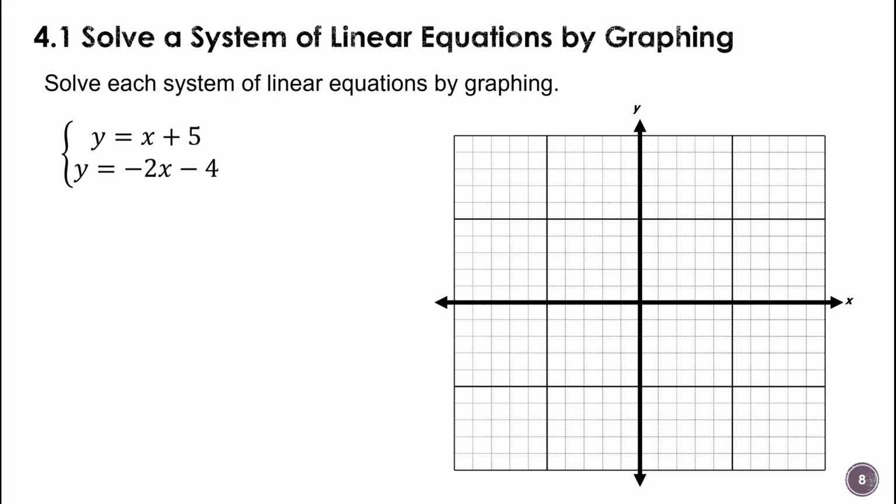Okay, so here we are in the last lesson for section 4.1, and we're going to do one more graphing and then we're going to talk about types of solutions. For this one, they are already both in slope-intercept form. This one will be a slope of 1, and we'll write that over 1 to graph, y-intercept at 0, 5.